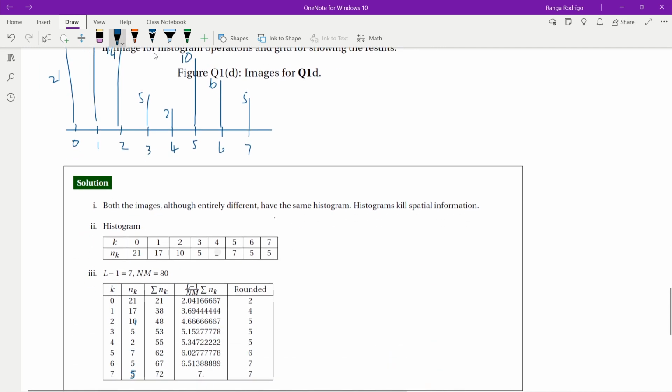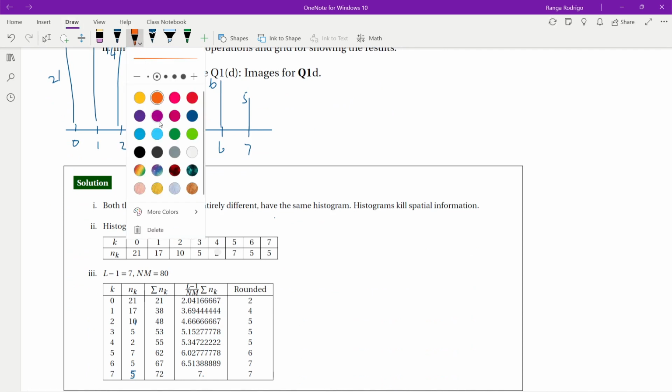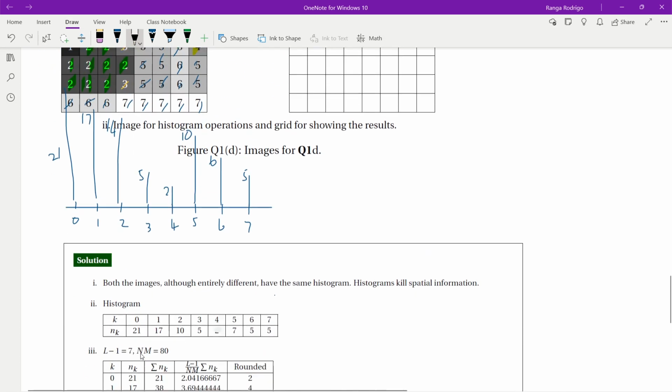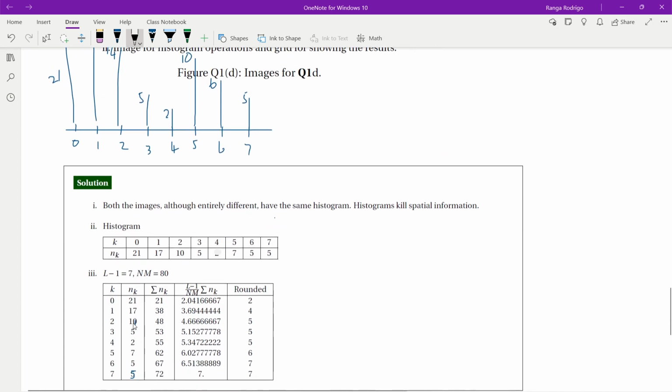So these numbers unfortunately I think are not correct. I must have done a mistake somewhere. So let's erase them. Are they correct? 21, 17, 14. Yeah.